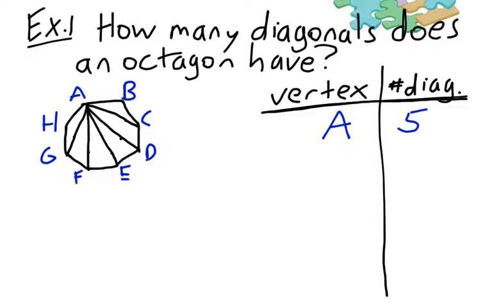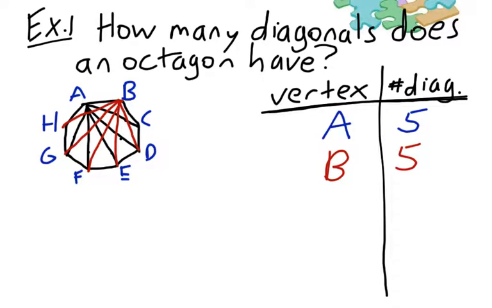Now I'm going to start from B, and I can go from B to D, B to E, B to F, B to G, and B to H. And notice none of those were the same as the ones drawn from A. Because if I connect B to A, that's not a diagonal, that's an actual side on my octagon. So I have for B, I'm going to have 5 again.